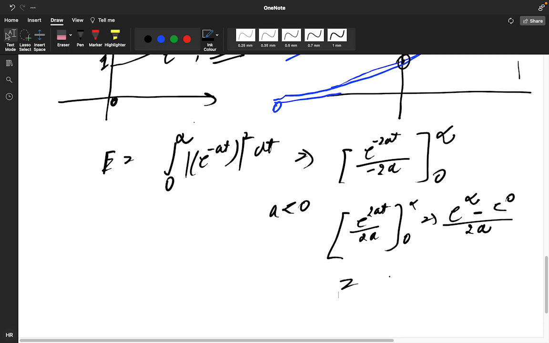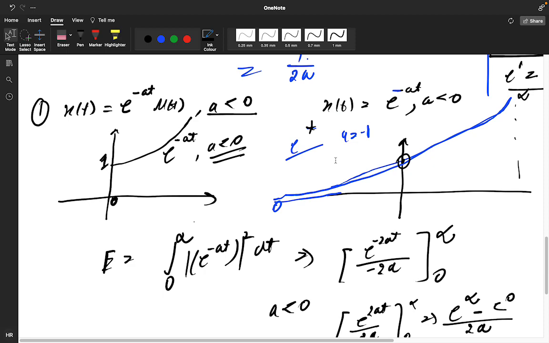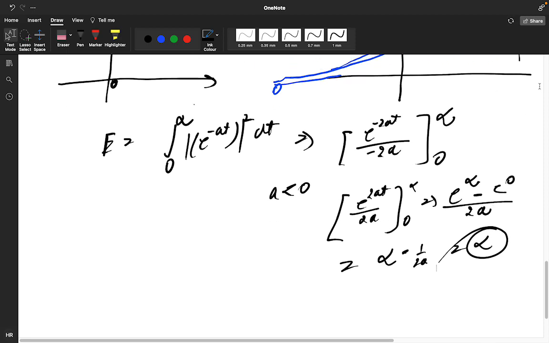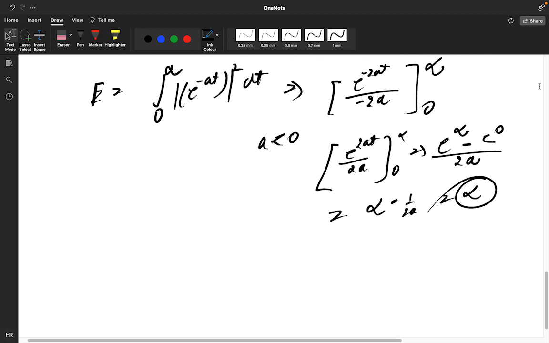Guys, what will you get? Infinite minus 1 by 2a. So what is this? Infinite only. Right? And this is not an energy signal, the energy comes out as an infinite value. Okay?